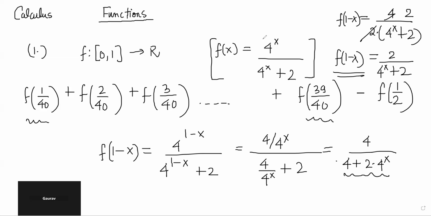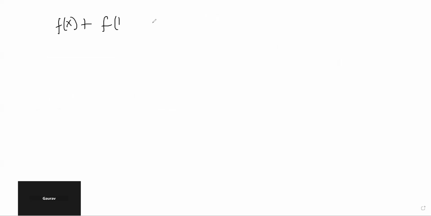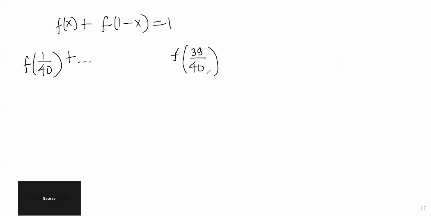And what was f of x? F of x was this. So can you see that if you add the two, f of x plus f of 1 minus x, what are we getting? This plus this, it will become 1. So that is an identity that is satisfied by this function: f of x plus f of 1 minus x equals 1. So now we can take advantage of this identity to solve the problem because they are saying f of 1 by 40 till f of 39 by 40 minus f of half, right?